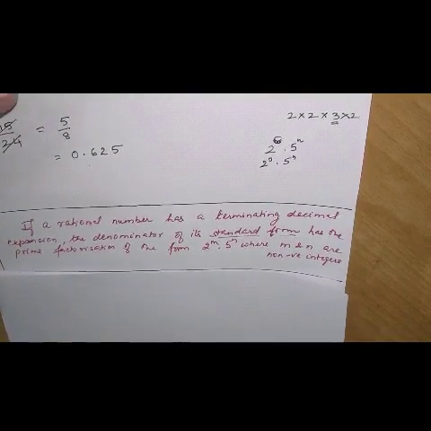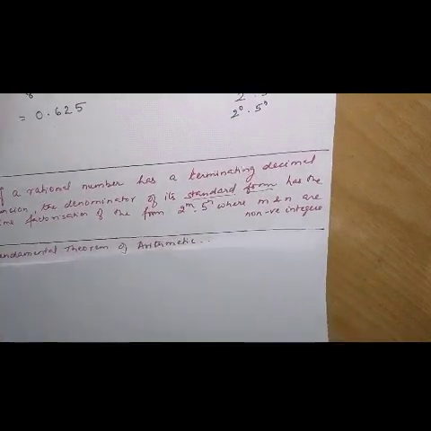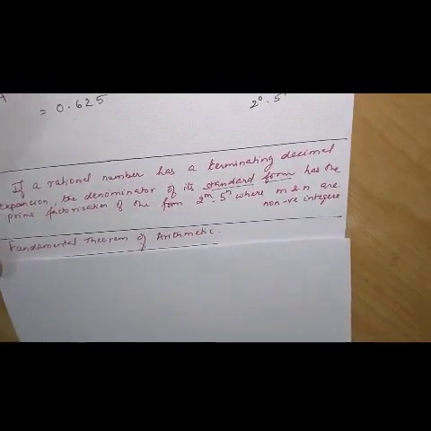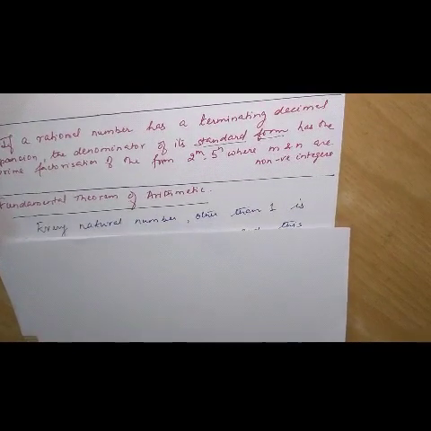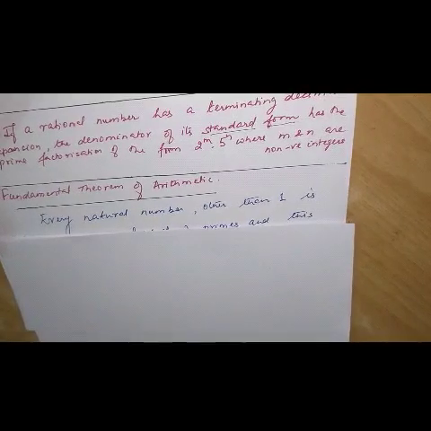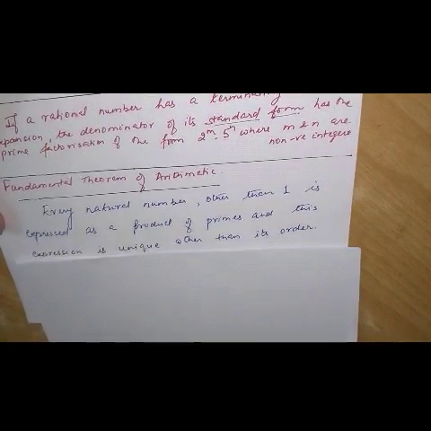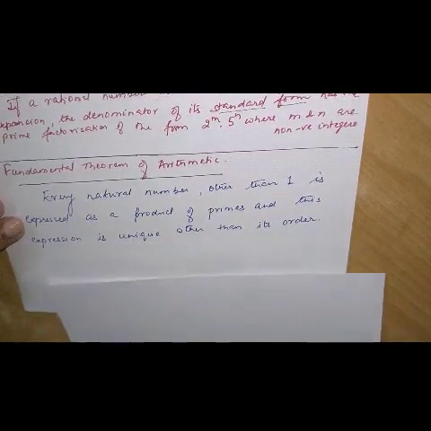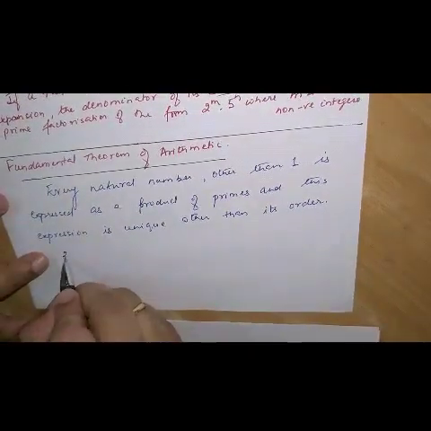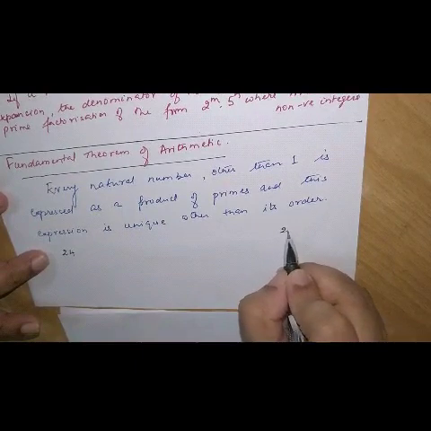Next I come to the next topic, and that is the fundamental theorem of arithmetic. The name is big, fundamental theorem, but the concept is the same thing you have learnt in lower classes. The fundamental theorem of arithmetic says that every natural number other than 1 is expressed as a product of primes, and the expression is unique other than its order. What does it mean? See, if I take 24, 24 can be factorized, right?